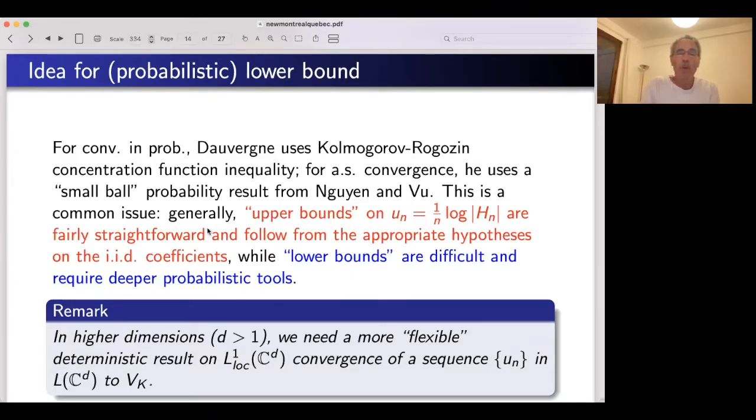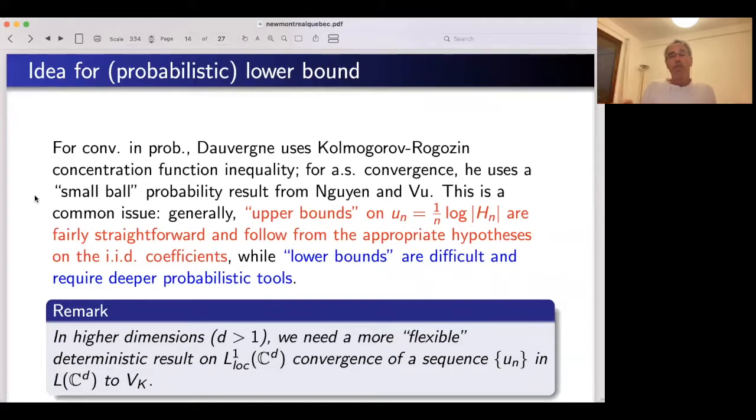But look at the red. This is what I want to concentrate on. In general, in this subject, upper bounds on these sequences of random subharmonic or plurisubharmonic functions are fairly straightforward, and they're going to follow from the appropriate hypotheses you put on the IID coefficients. But lower bounds, like we just talked about, are generally more difficult and require some heavier probabilistic tools.